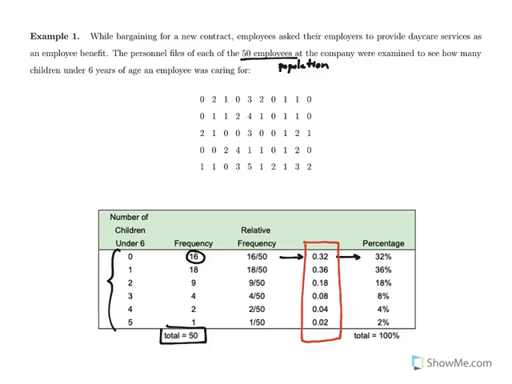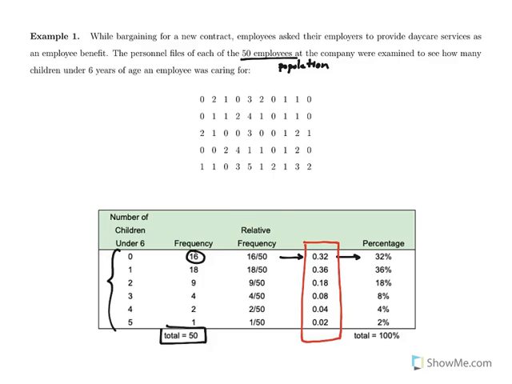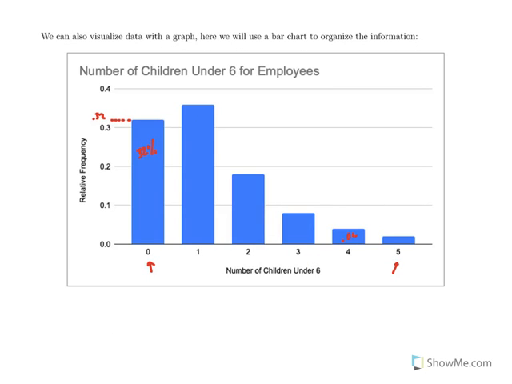Let's go back and see we had an 8% for 4. For 4. Oh, sorry, 4% for 4. That's better. And that corresponds to a 0.04 on the relative frequency, and for all of them. All right, and now with this visual, we can clearly see that most of the employees have 0 or 1 or 2 children, and then not a whole lot have 3, 4, and 5.